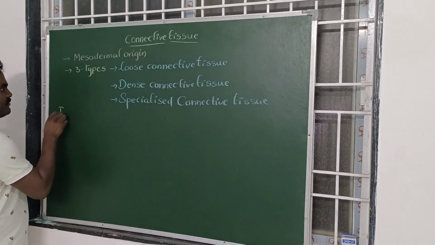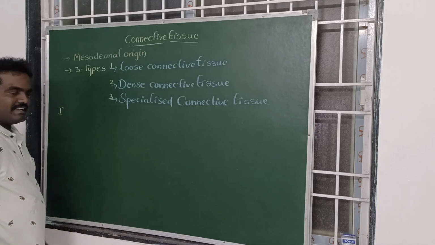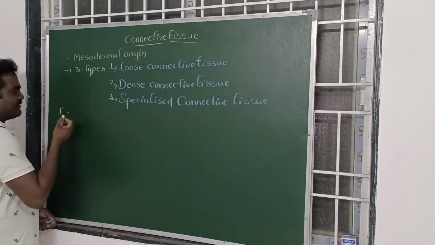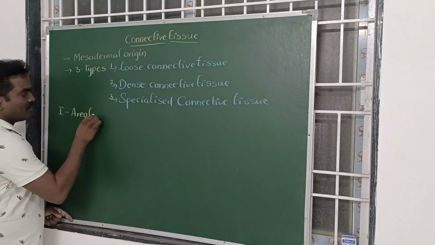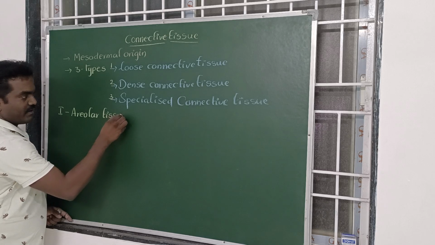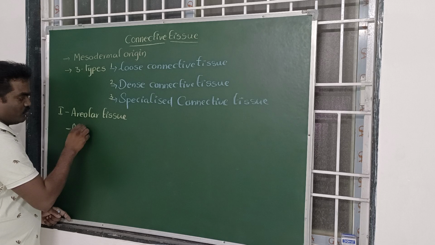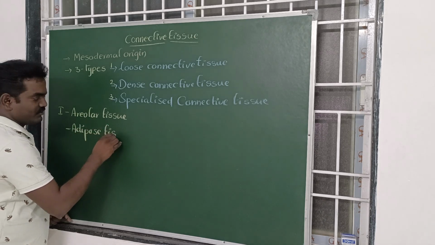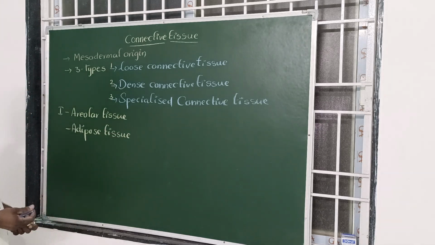These are the three types: one, two, three. Let me focus on them one by one. Loose connective tissue is broadly classified into areolar tissue, and the second one is adipose tissue. Areolar connective tissue and adipose tissue come under loose connective tissue.